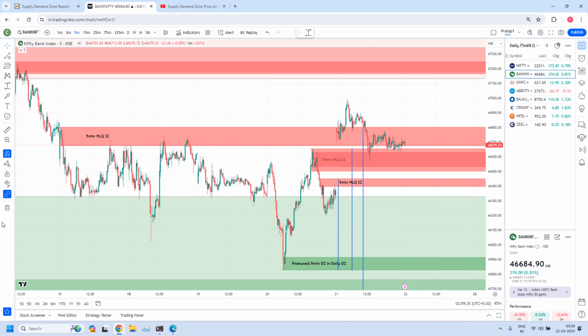In this video, let us generate the Bank Nifty supply demand zone chain and we will analyze the Bank Nifty chart.